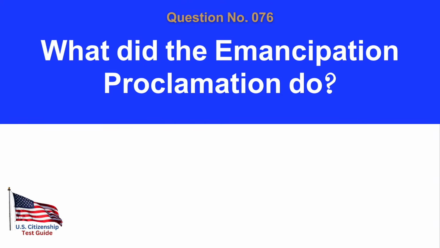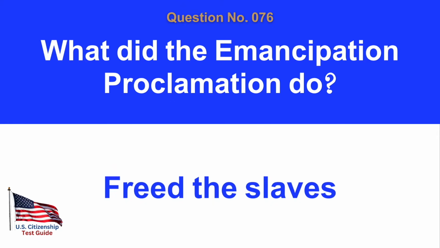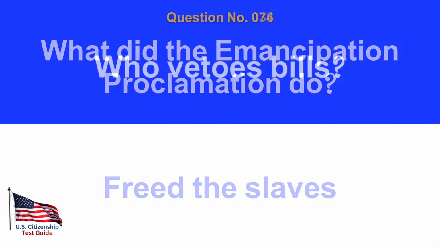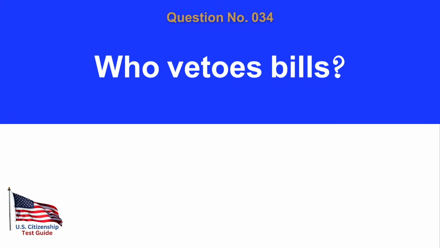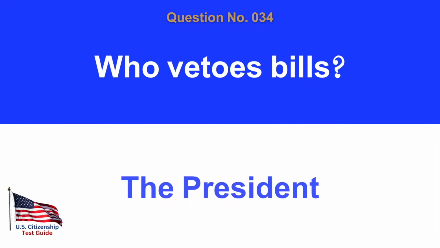What did the Emancipation Proclamation do? Freed the slaves. Who vetoes bills? The President.